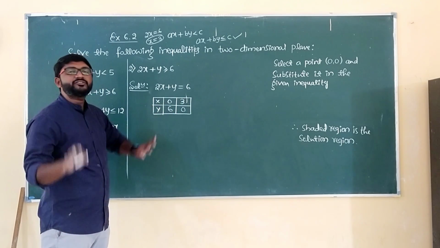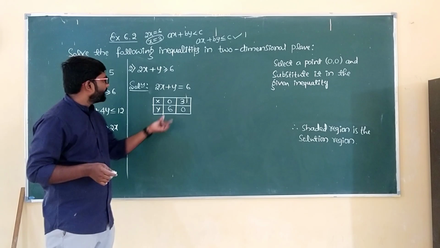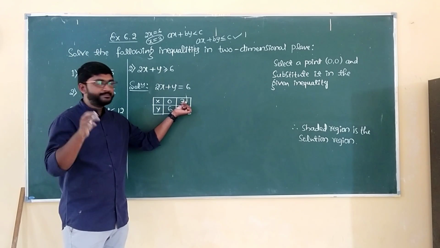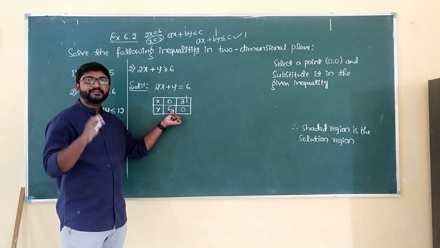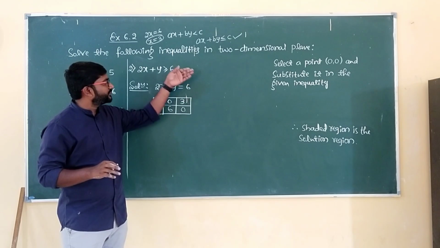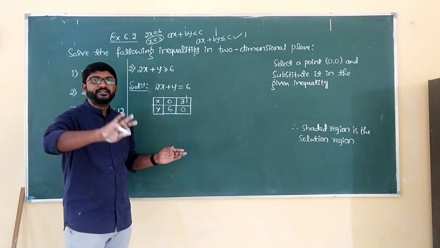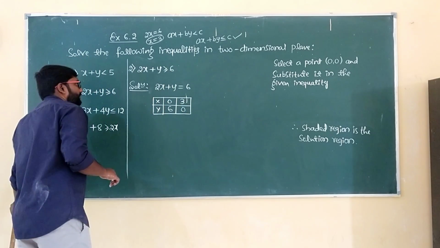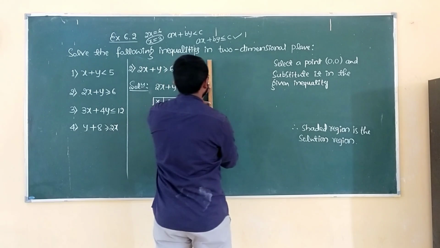For these 2 points we have to plot the graph. The maximum value of x is 3 and the maximum value of y is 6. That means we need more values on the y axis and fewer values on the x axis. So let us go ahead with the graph.